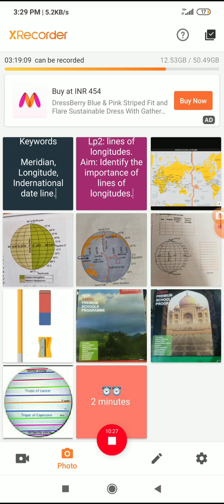So here we have completed 2 LPs of today. Tomorrow we will go through LP3 and LP4. Whatever question answers I am giving in the group, write neatly. Okay.